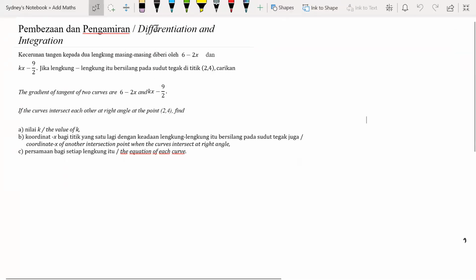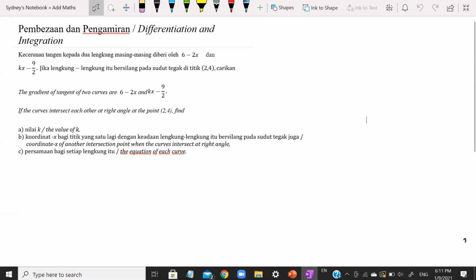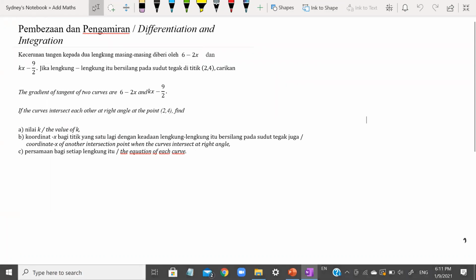Given that the gradients of the tangents of two curves are 6 minus 2x and kx minus 9 over 2. If the curves intersect each other at a right angle at the point (2, 4), we have to find the value of k, find the x coordinate of another intersection point, and also the equation of each curve.